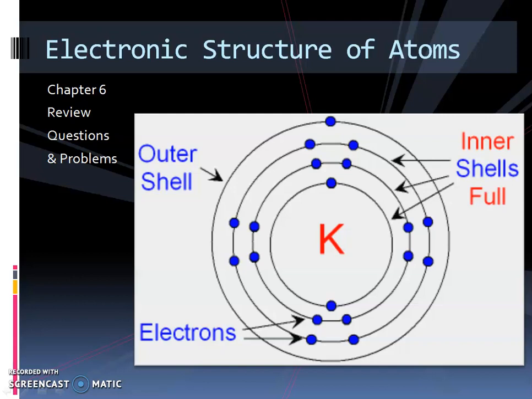This is Mrs. O'Neill for your Chapter 6 Review Questions and Problems. Again, let's look at the atomic structure of potassium here, and it's showing you the inner shells that are full. Remember, we call these the core electrons, and of course that outer shell or outer energy level is where those valence electrons are. The only thing I don't like about this is these two first electrons really should be paired up, just like the second energy level.